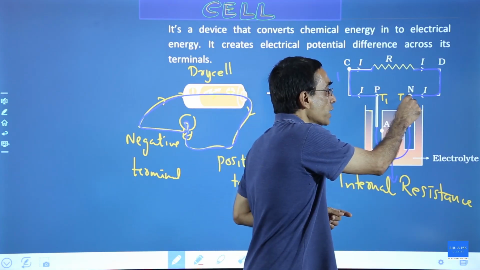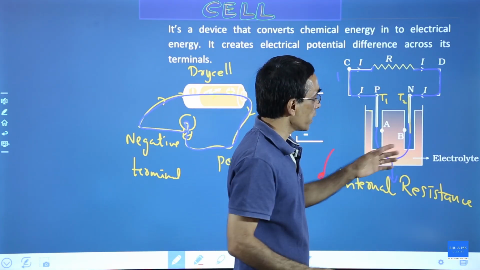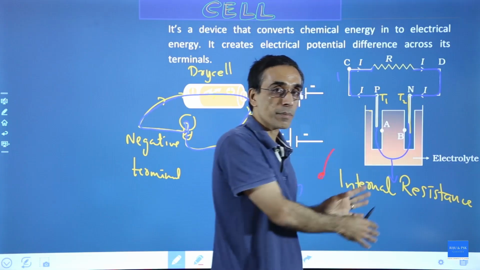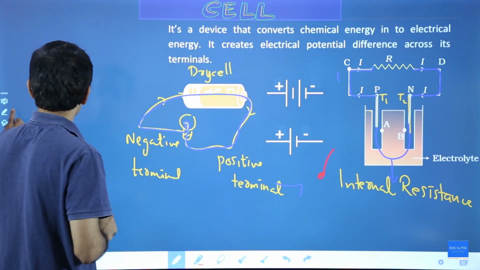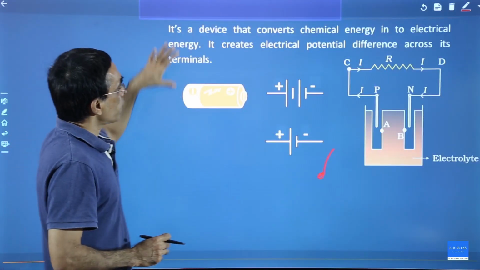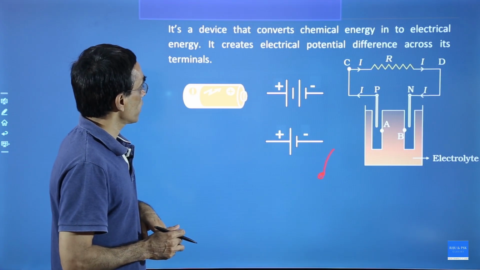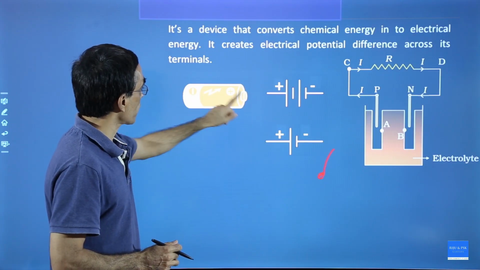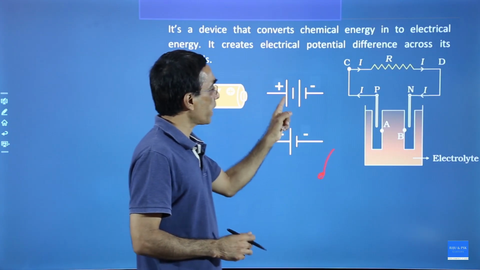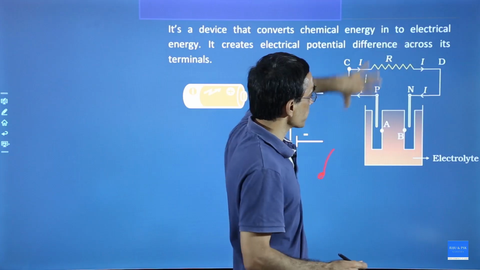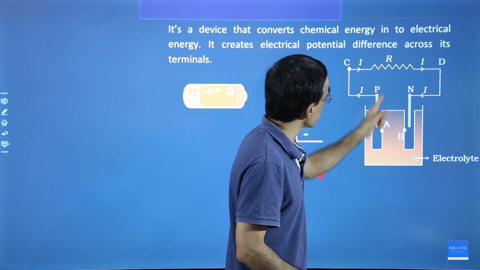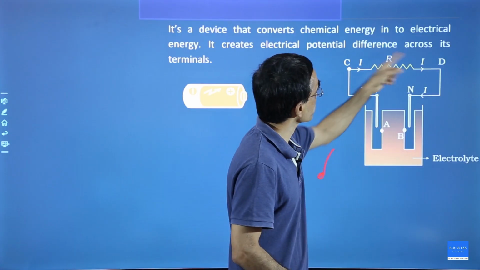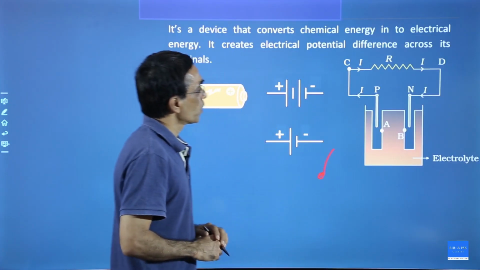This internal resistance will definitely depend on the nature of the cell. It will depend on the nature of the two electrodes. It will depend on the electrolyte, its temperature and many other properties. Okay, so a chemical cell, the symbol, positive terminal, negative terminal, a battery, the basic structure of a cell, electrolyte, current flows like this, back through the cell like this. Okay.